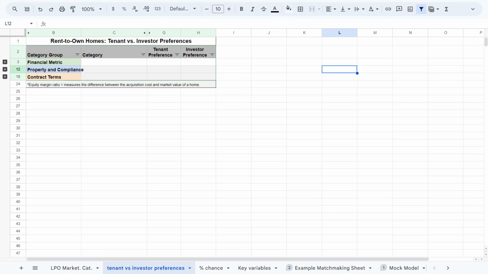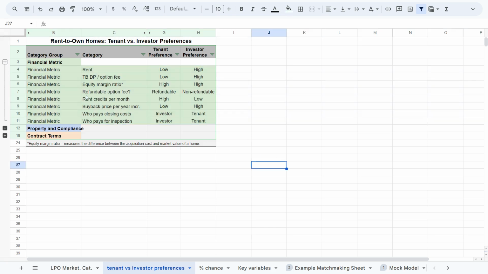This is the art of negotiation for rent-to-own homes. Let's look at both sides, both the tenant home buyer and the real estate investor on a rent-to-own home transaction. What we have here are the major categories: financial, property and compliance, along with contract terms, and then the tenant preference, along with the investor preference.